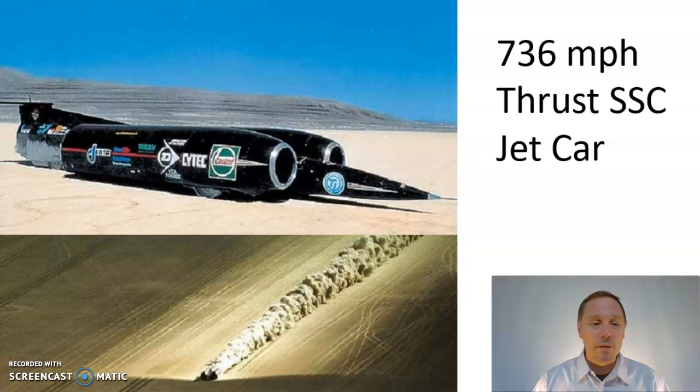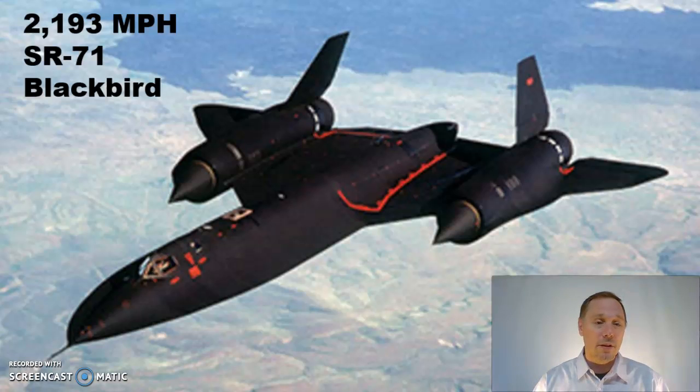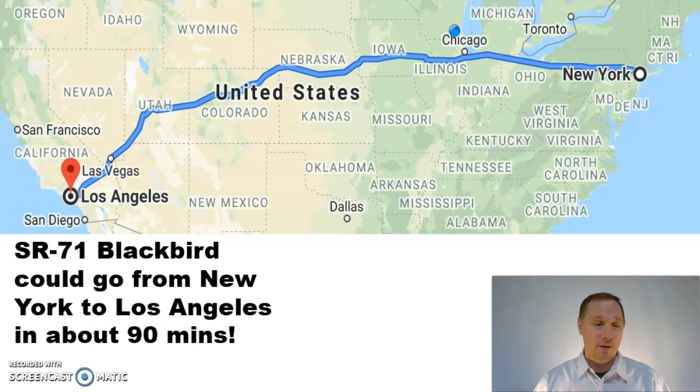So this is the fastest car I could find. The Thrust SSC jet car, 736 miles per hour. The only place you can even drive this is on the salt flats of Utah. Let's get up in the air and look at this. The SR-71 Blackbird military spy plane clocking in at over 2,000 miles per hour. To give you an idea of just how fast that is, you could go from New York to Los Angeles in about 90 minutes. Wow, that's fast.